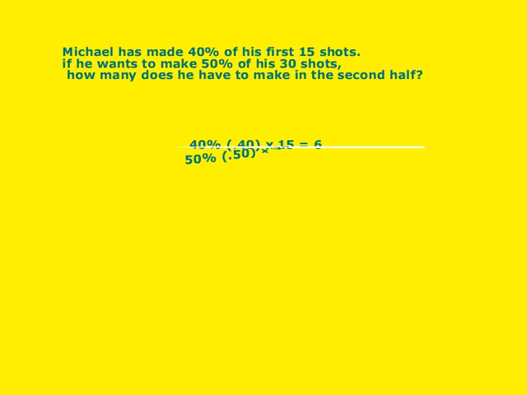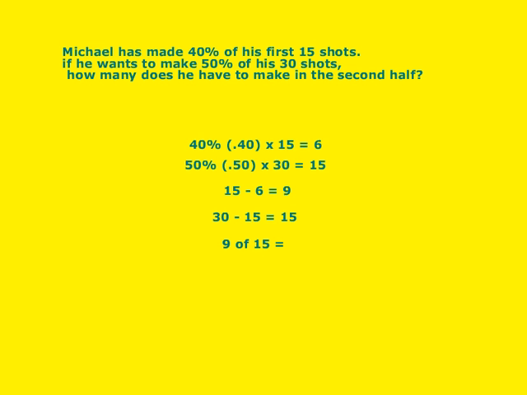What does he want to get to? Well, he wants to make 50% of the 30 shots he takes. So that's 15 shots. Okay, he's made 6. He wants to make 15. If we subtract, we find that he's got 9 more baskets to make. And how many shots does he have to do it in? Well, he's taken 15 shots. He's going to take 30. So he's got 15 more shots to take. And if we look at the average here, 9 of 15 is 60%.